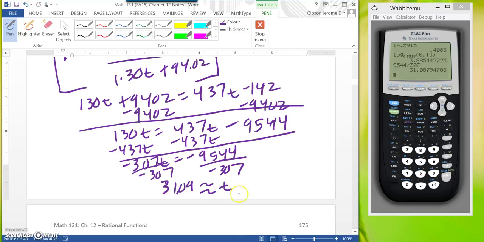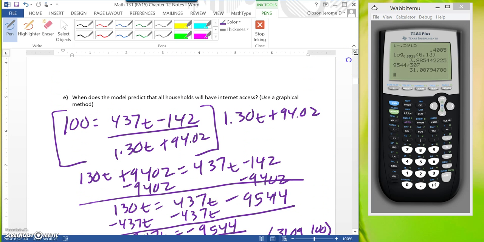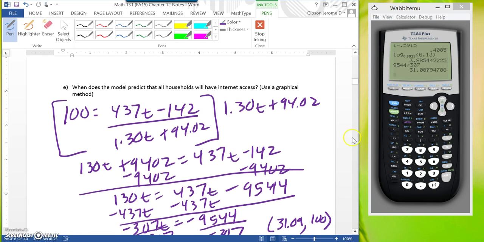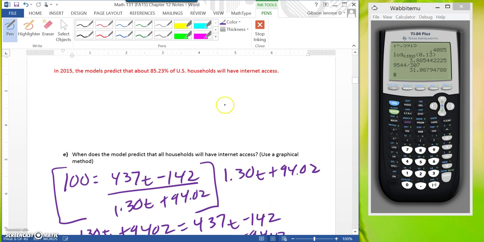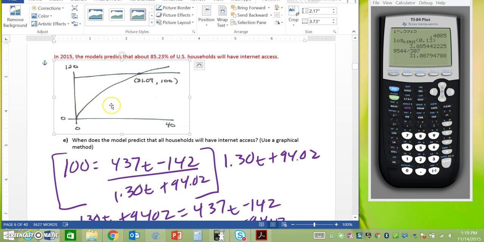Now we know t is represented by x, and we already had our y, so our ordered pair would be (31.09, 100). Now we need to put in our graph here. Let me take this up here because I ran out of space down here. I'm going to put the graph right here. This is the visual representation of the graph for E. And so now we are done with section 12.1 part 2.